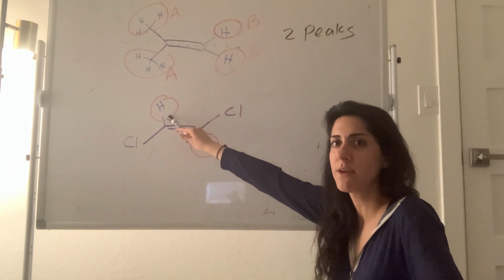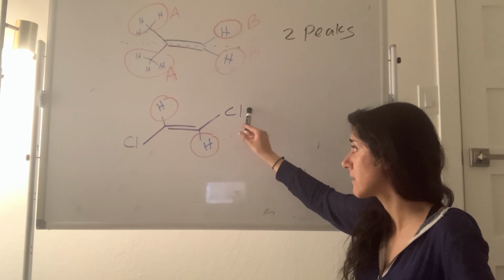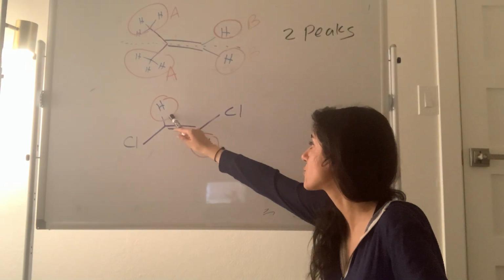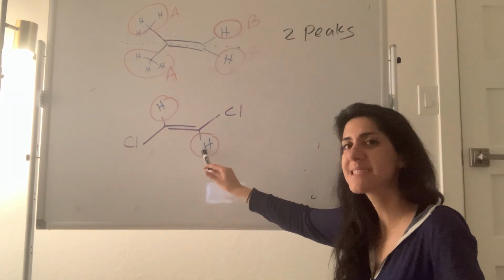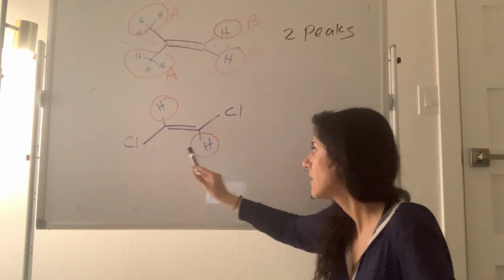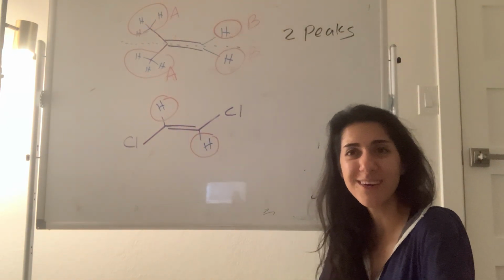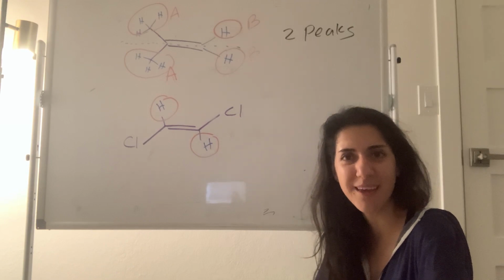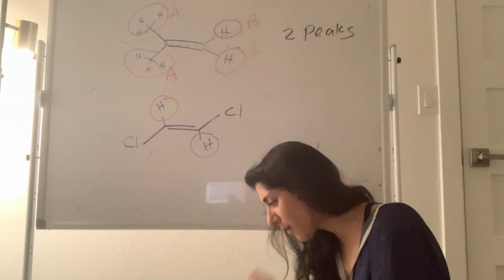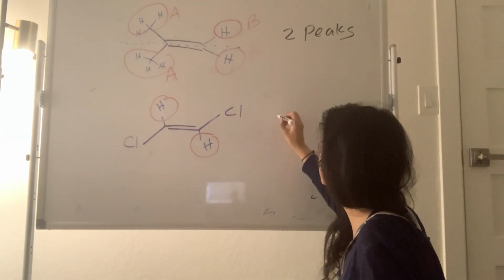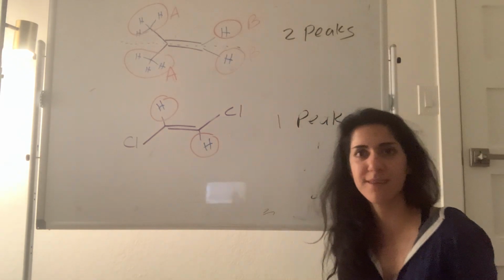Let's look at this hydrogen. What is cis? Cl. What is trans? A hydrogen. What is cis? Cl. What is trans? Hydrogen. So when they look at the window, they see the same thing. Cis and trans are the same thing. So are they equivalent? Yes, they are equivalent. So I'm only going to see 1 peak.